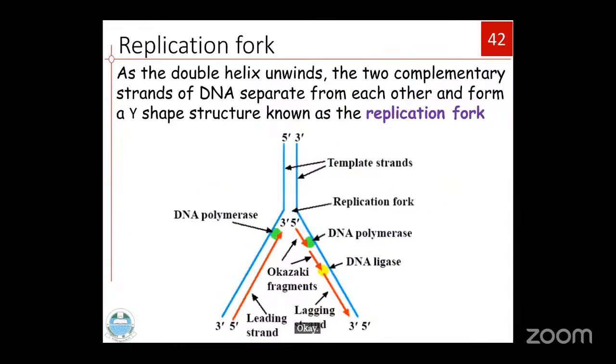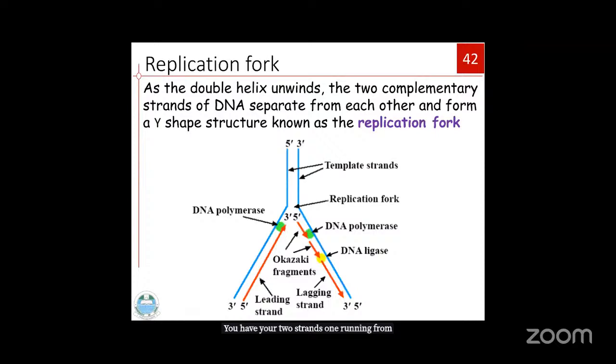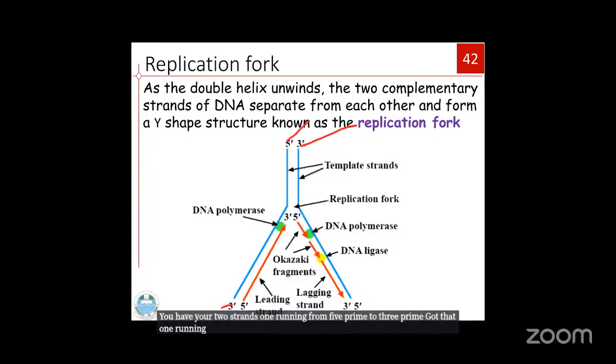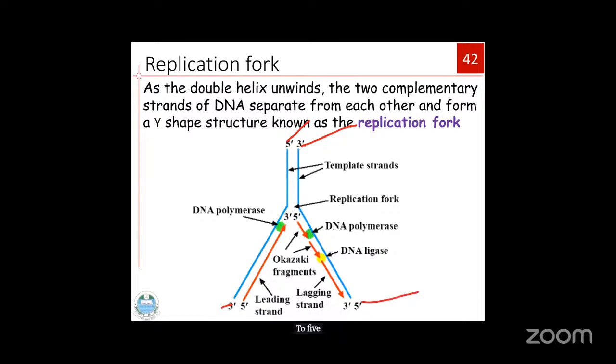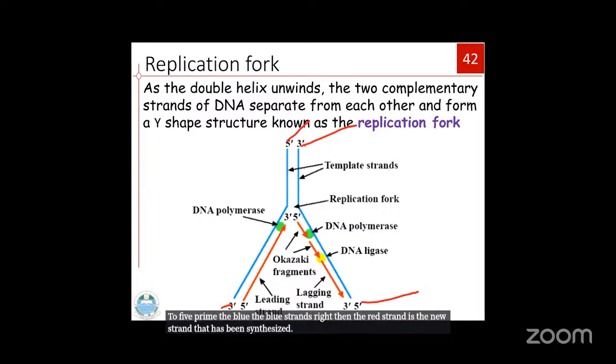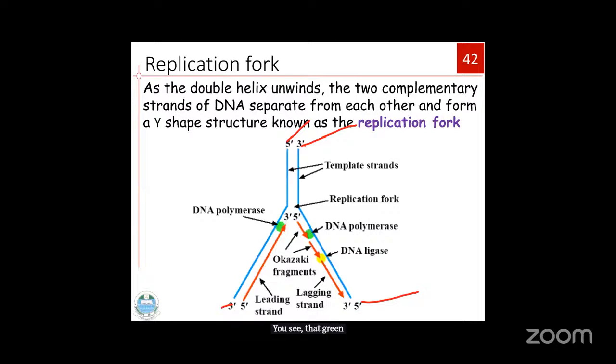So we are looking at what we said earlier. You have your two strands, one running from 5' to 3', the other one running from 3' to 5'. The blue strands, right? Then the red strand is the new strand that is being synthesized. You see, that green icon shows the DNA polymerase 3 that has a respective nucleotide.